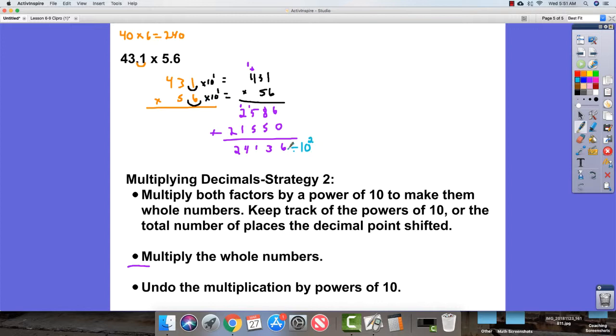So if this is my decimal, I need to move over 2 times. 1, 2. And my answer is 241.36. And because I was able to make an estimate for this one, I could see, hey, that's awfully close. So this answer makes sense.